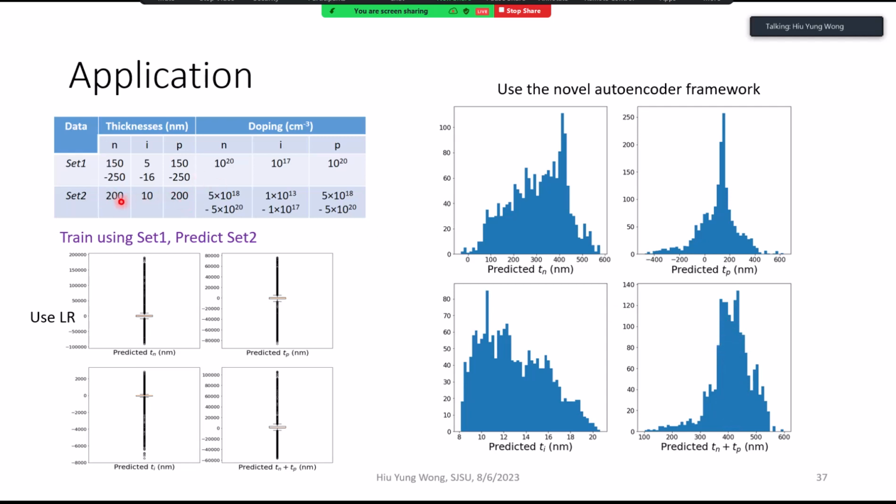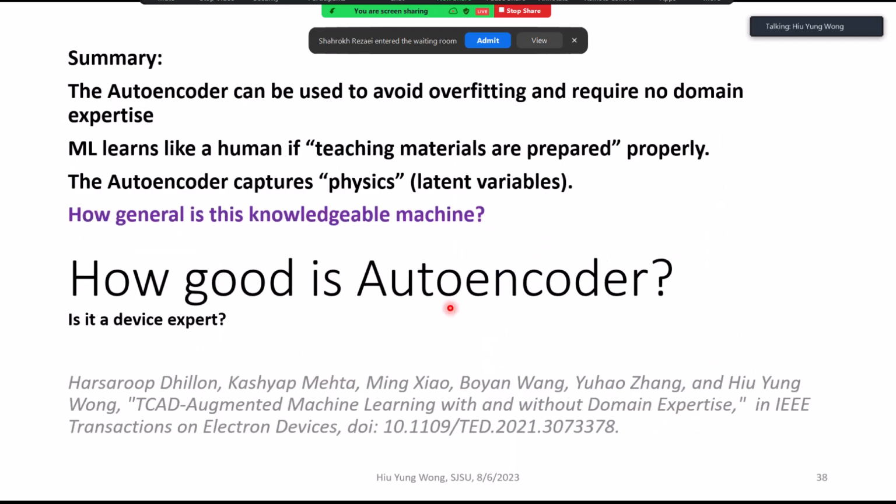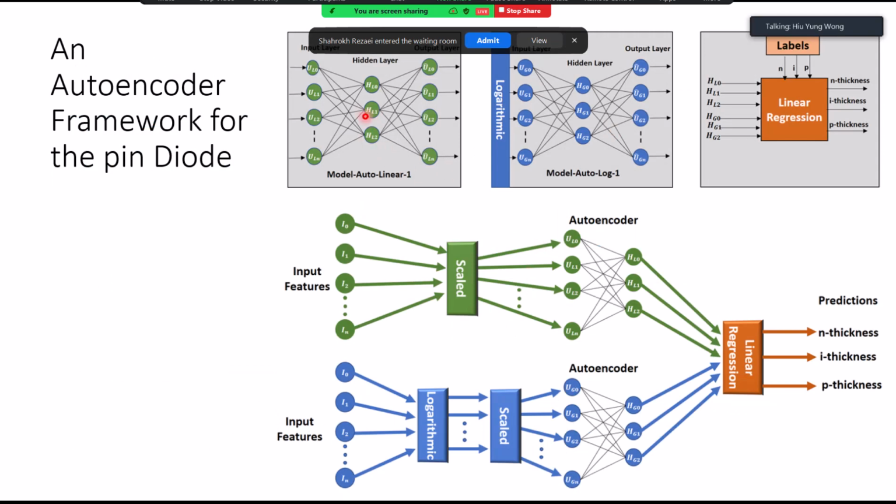This one, 200 plus 200, is about 400 nanometer. The intrinsic one is 10 nanometer. What we gave is 10 nanometer. So you see that without any domain expertise, we are able to predict it well by autoencoder. So autoencoder works very well and does not require domain expertise. The most important thing is it learned the physics in the latent space through this latent variable.